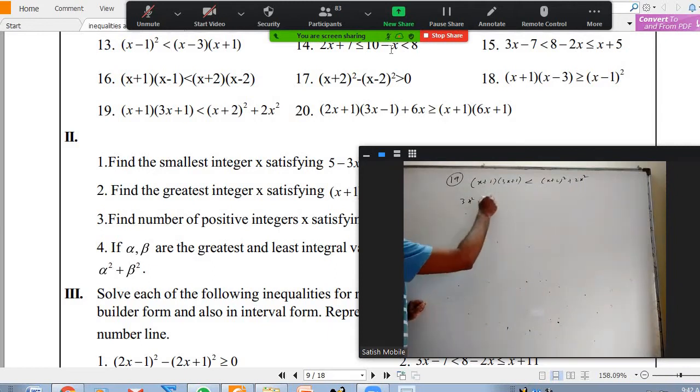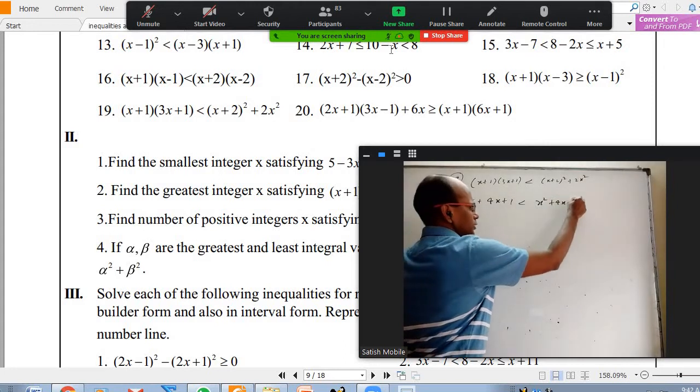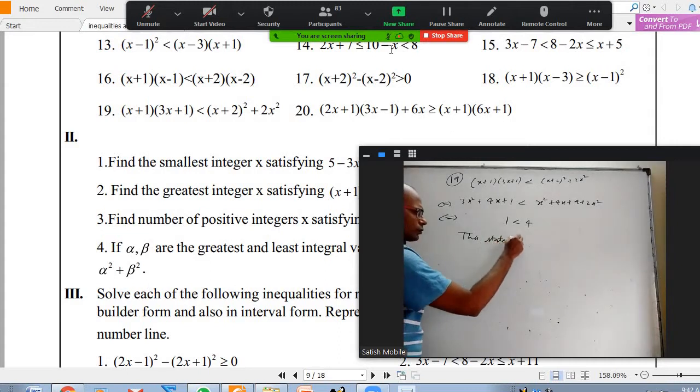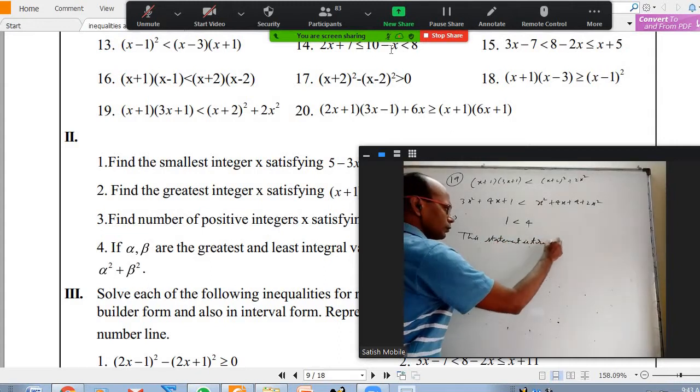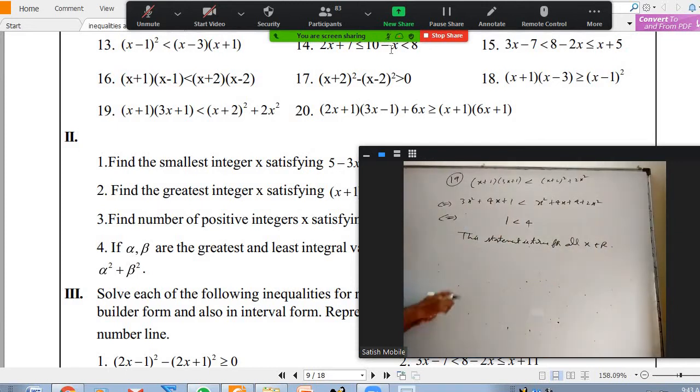When you expand this, 3x square plus 4x plus 1 less than x square plus 4x plus 4 plus 2x square. 3x square and here 3x square, 3x square is getting cancelled. 4x is also getting cancelled. We are only getting 1 less than 4. Okay, this statement is true for all x. X belongs to R. Whatever real number you take, whatever x you take, this will always be less than this only. So it is always true.